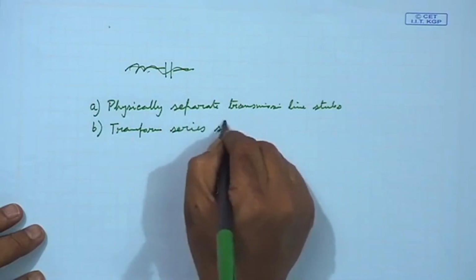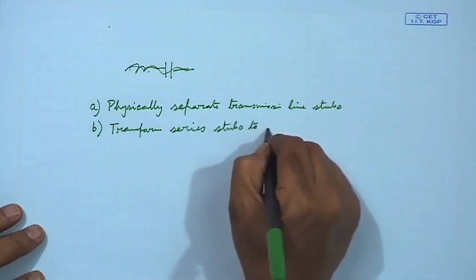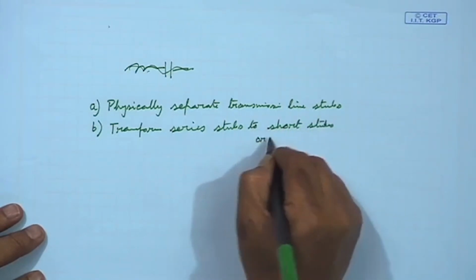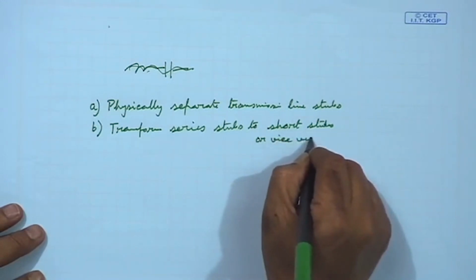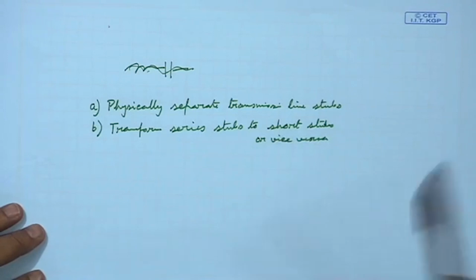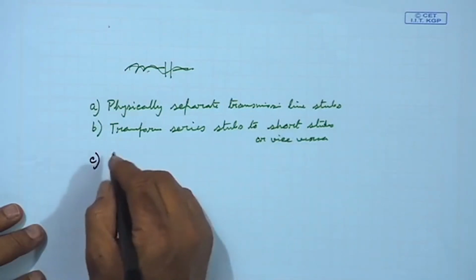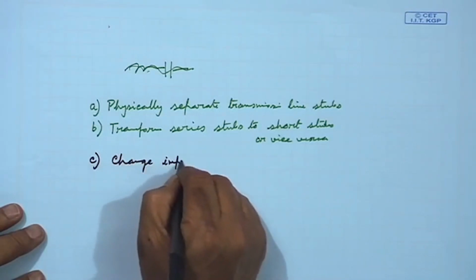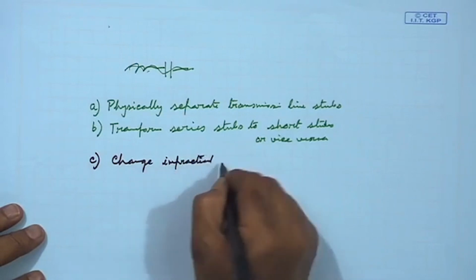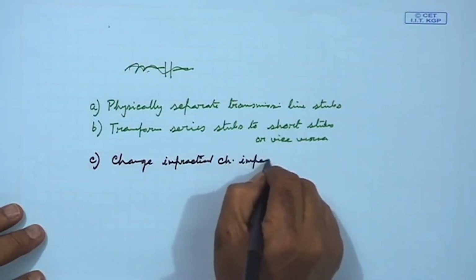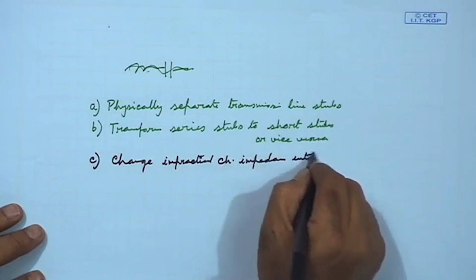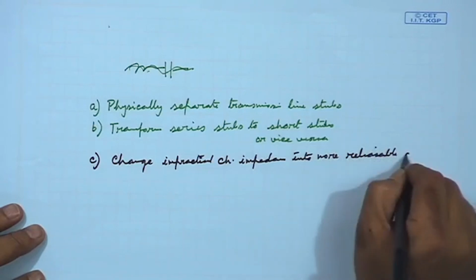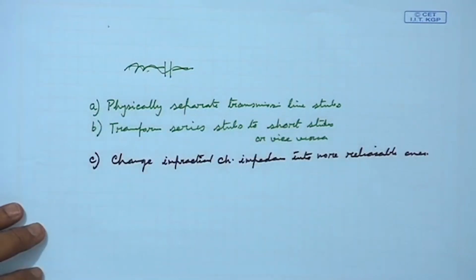Transform series stubs to short stubs or vice versa. That means, sometimes the opposite, some short stubs may be needed to change to series stubs. Then sometimes change impractical characteristic impedances into more realizable ones. Now, these three are the practical things.